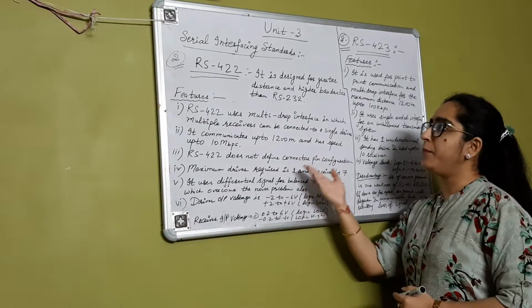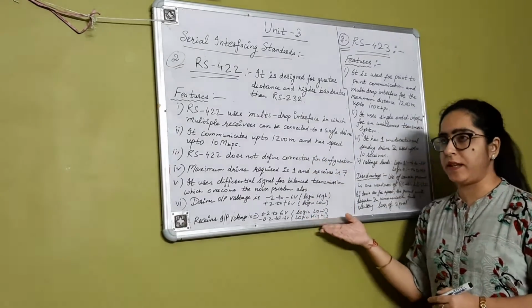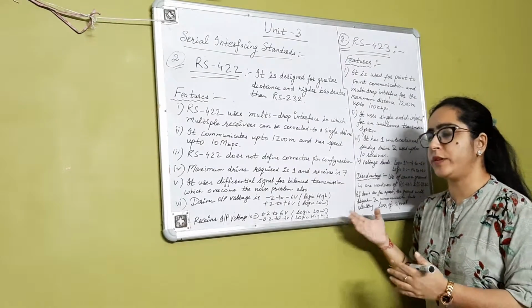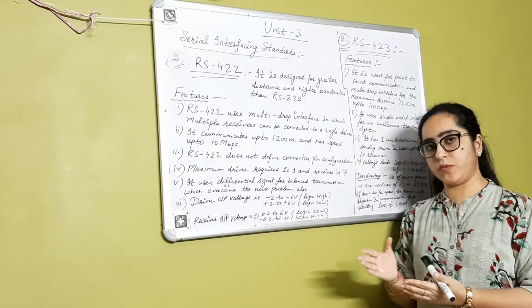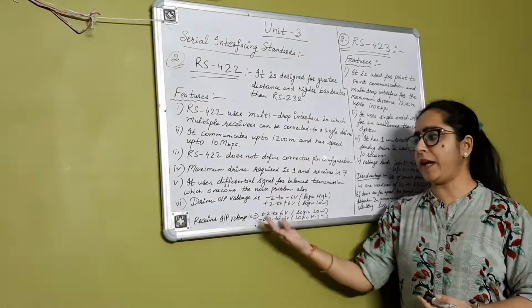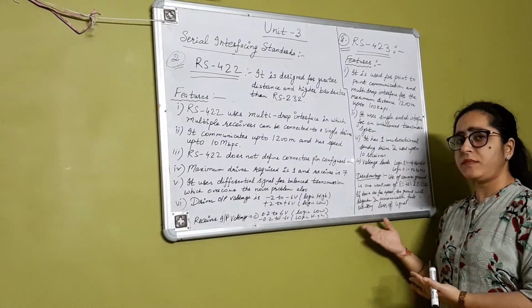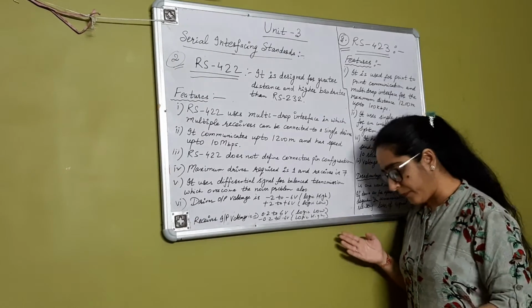Now the other type which is used for serial interfacing is RS-422. What were the disadvantages or shortcomings in RS-232? They can be covered up in RS-422 and 423. So we can discuss this.